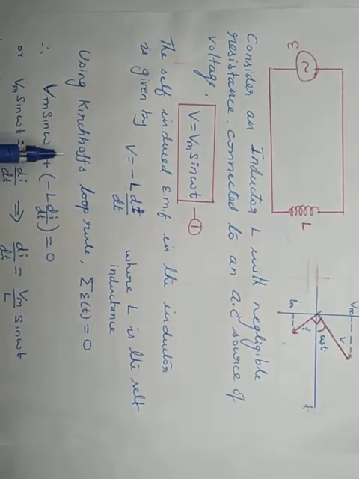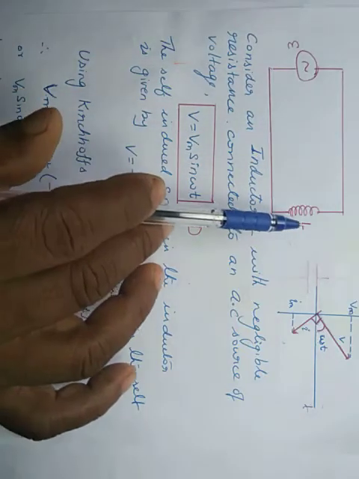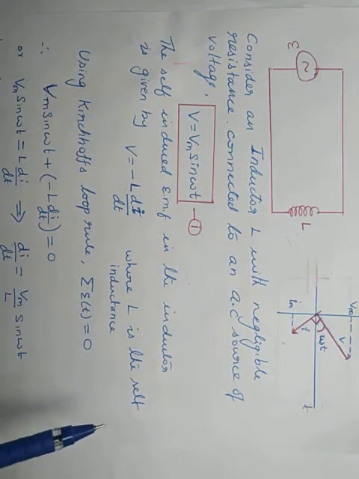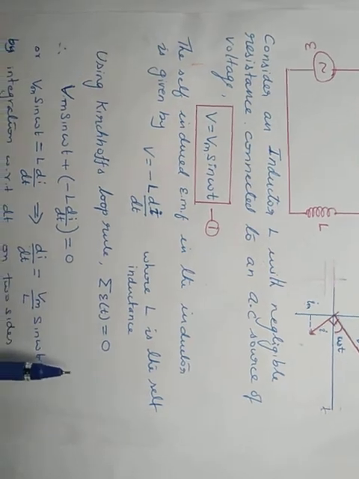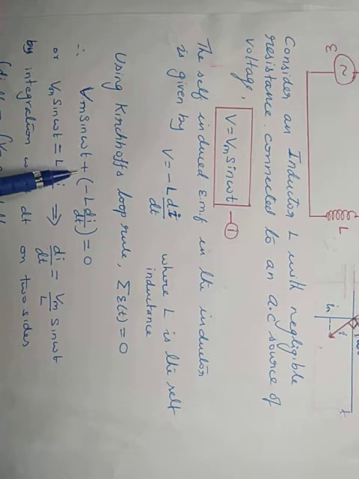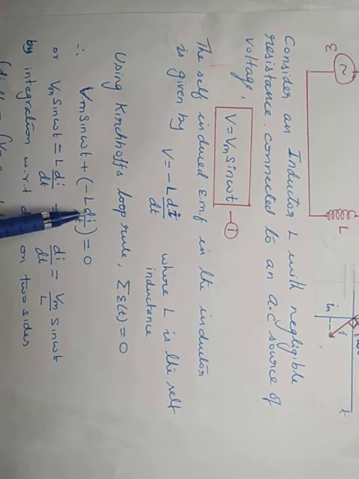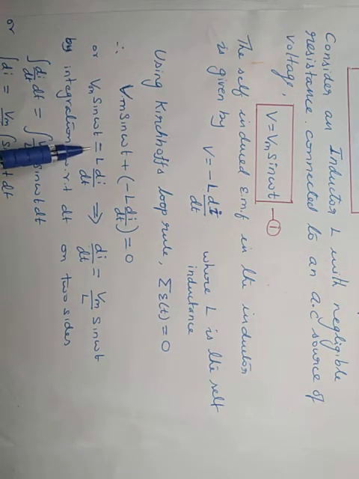Then by using Kirchhoff's loop rule, the summation of the potential differences across all the batteries and resistors involved must be 0. So, sum of emf equal to 0. Now, we can equate the two equations: Vm sin omega t plus minus L di by dt equal to 0. Bring this term to the right-hand side. What you get is Vm sin omega t equal to L di by dt.